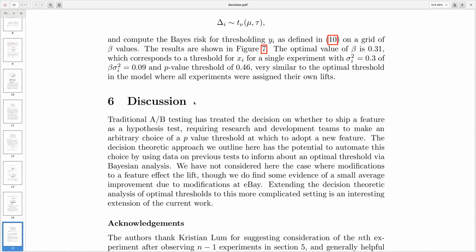We have not considered here the case where the modification to a feature affects the lift, though we find some evidence of small average improvements due to modifications at eBay. Extending the decision-theoretic analysis of the optimal thresholds to this more complicated setting is an interesting extension of the current work.